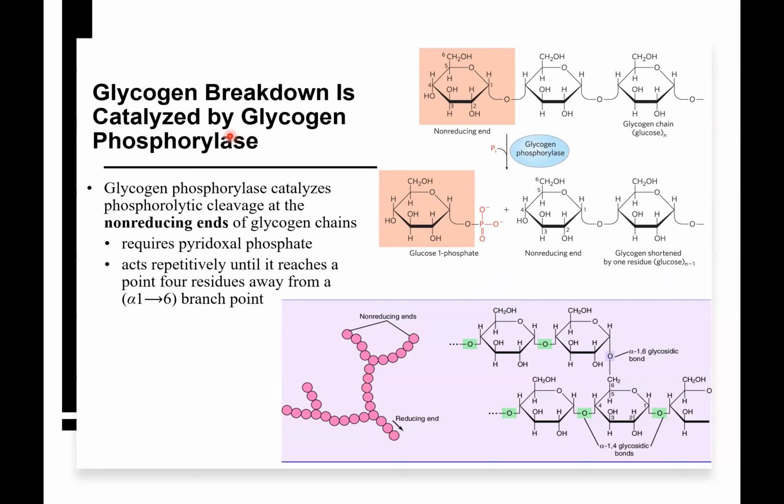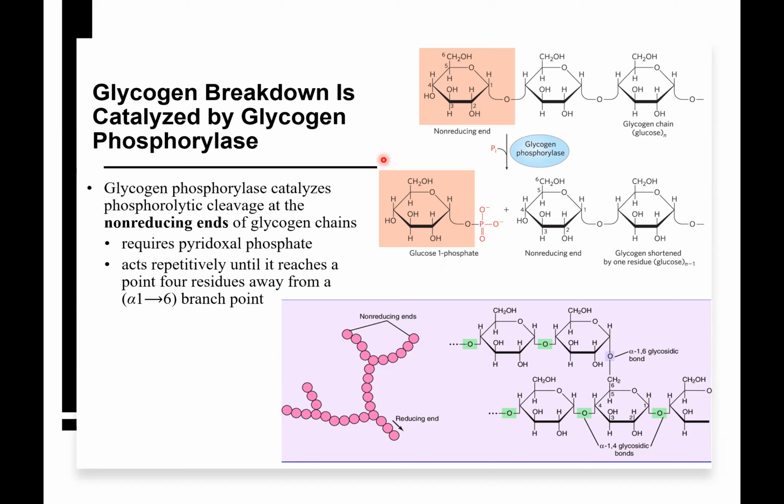How does this glycogen phosphorylase work? As mentioned, it attacks the non-reducing ends of our glycogen chains. It requires a cofactor, PLP, or pyridoxal phosphate. And I kind of love this little detail: it acts repetitively until it reaches a point four residues away from one of these alpha 1-6 branch points. This leads me to wonder if there's a little elf in the body holding up a stop sign saying, no more, you're four residues away. How does that work? There must be structural reasons, but sometimes you just have to marvel at this. It's like, no more. Go this way. Detour.